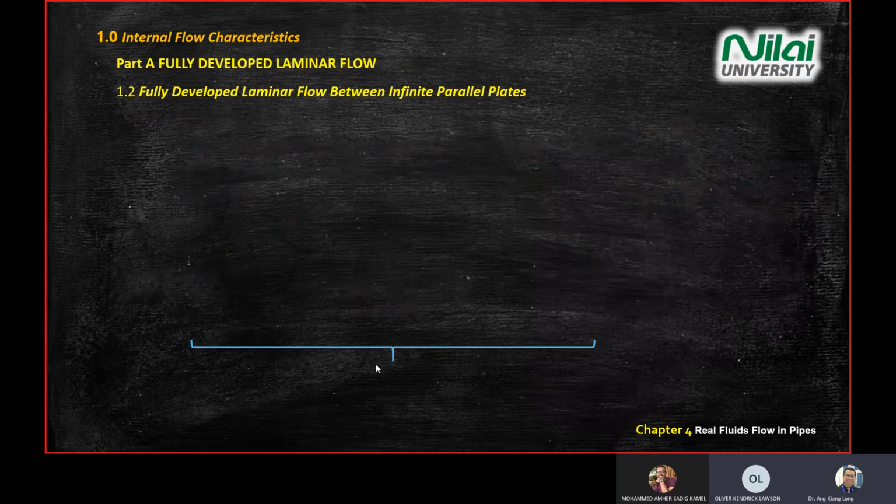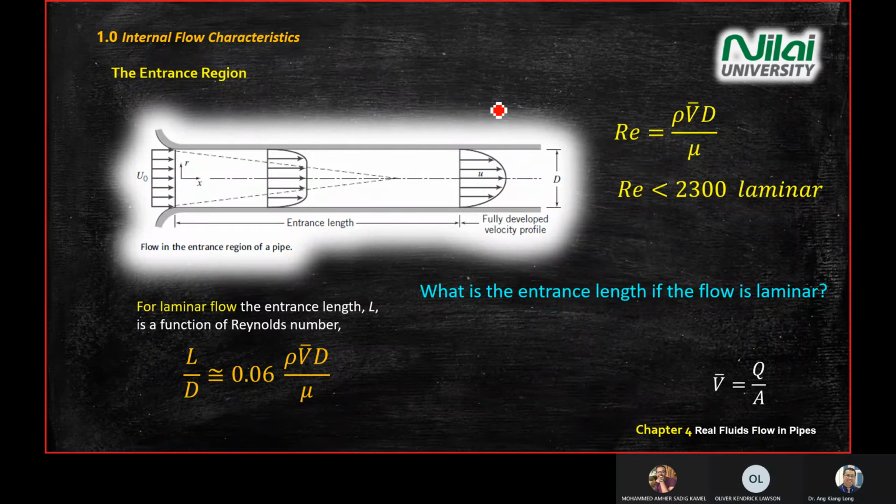Or I change the question. I give you the diagram. What is the value of U at Y equals 0? What is the value of U at this location? Y equals 0, what is the U value?